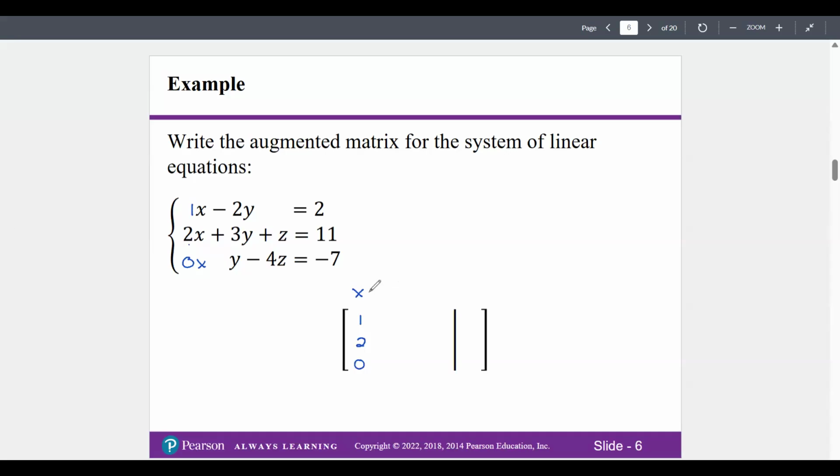And then our next column is supposed to be our y's. So we start out with a -2, a 3, and there's a 1 on this y. Then we go on to our z's. So this first equation doesn't have a z, so we write a 0. Next equation has one z, so we write just 1. And then the last one, we have -4z, so we write -4. And our last bit, we just write what it's equal to. The first equation is equal to 2, the second one 11, the last one -7.